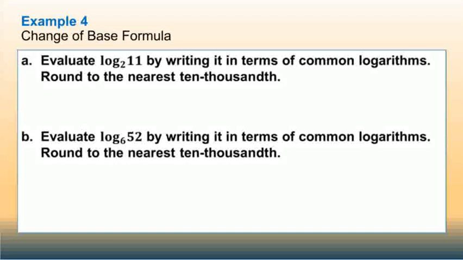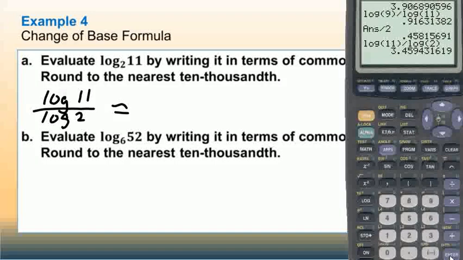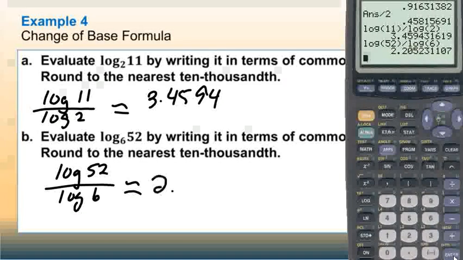So let's practice this. Log base 2 of 11 by writing in terms of common logarithms, which means log base 10, round to the nearest ten-thousandth. So this would be log of 11 divided by log of 2. Our calculator would give us 3.4594. Letter B would be log of 52 divided by log of 6. Again, make sure you end the parentheses for both of them. We get 2.2052.